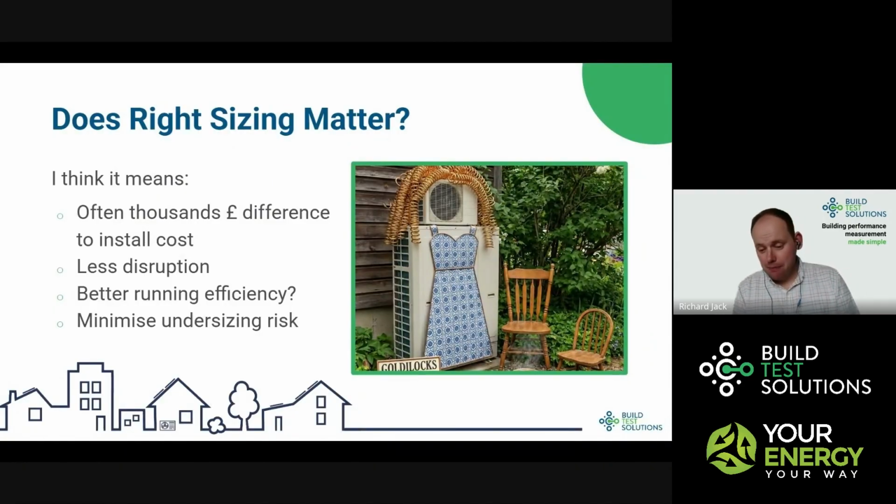I think it impacts on running efficiency, but I never like to make that statement declaratively and with total certainty, because honestly, I don't think it's been proven well enough. And I also think that it has an important role in minimizing the risk of undersizing the heat pump. So those 8% of houses where the heat loss was undersized. So I think this is a big risk management benefit as well.